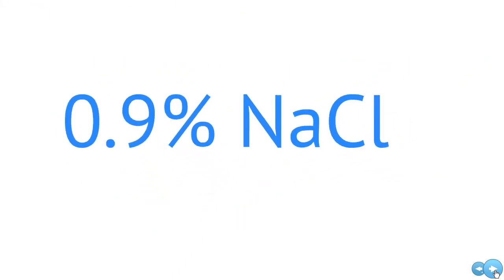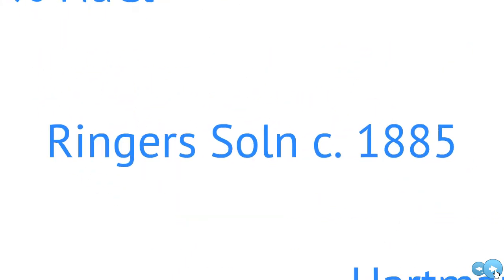50 years later, another physiologist named Sidney Ringer, a British physician, was experimenting upon the activity of cardiac muscle cells and realized that they would only contract if he supplemented saline with a little bit of calcium and a little bit of potassium. And that became Ringer's solution as we still know it today.